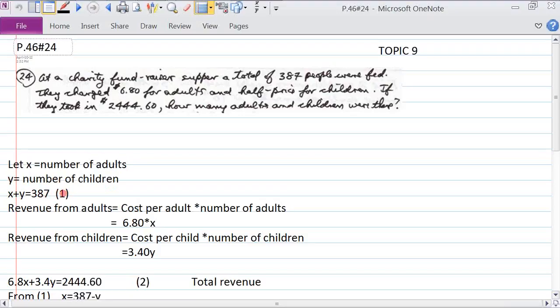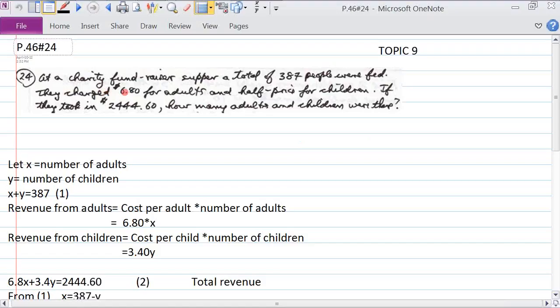So this is strictly a number thing here. We're counting the number of adults, we're counting the number of children, and the sum of the two is 387. Now that gives us one equation. Now we're going to use the amount they took in, $2,444.60. How many adults and how many children were there?